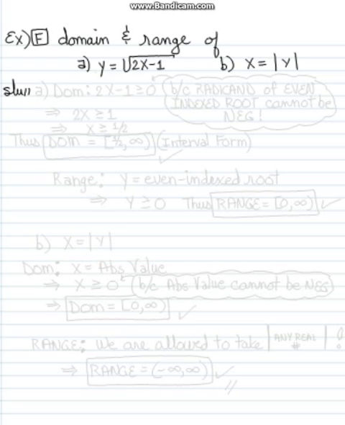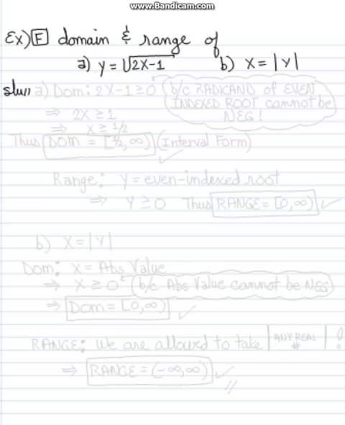We're asked to find the domain and range of two equations. The first equation, A, is y equals the square root of 2x minus 1, and the second one, B, is x equals the absolute value of y.